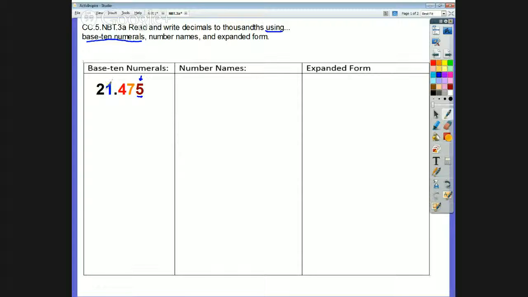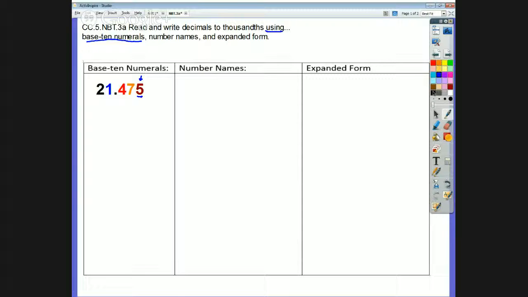If we were to take another number 1 right here and divide it into 1,000 pieces, then we're actually talking about 475 of them, of those 1,000 pieces. And so when we write number names, that's what we have to actually write. We have to write to the thousandths place.